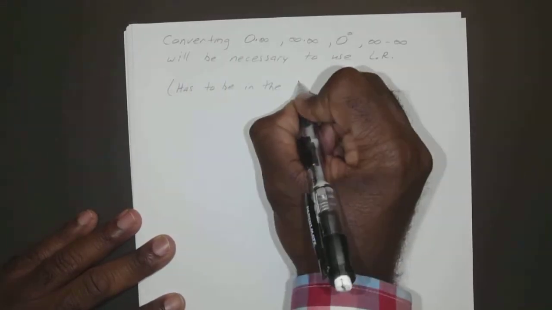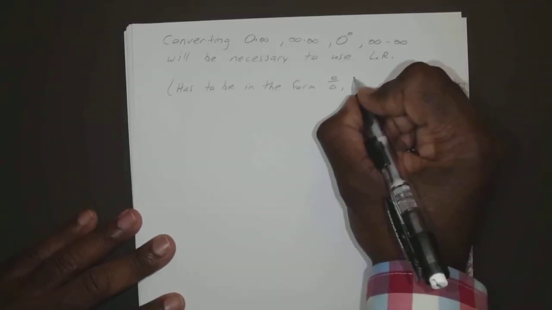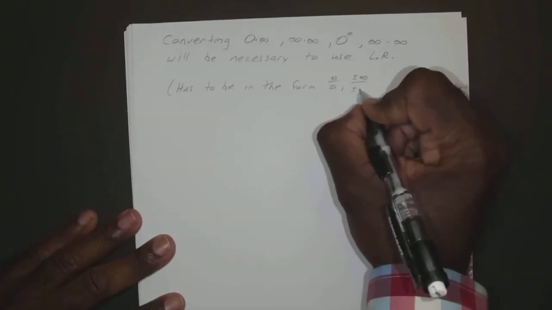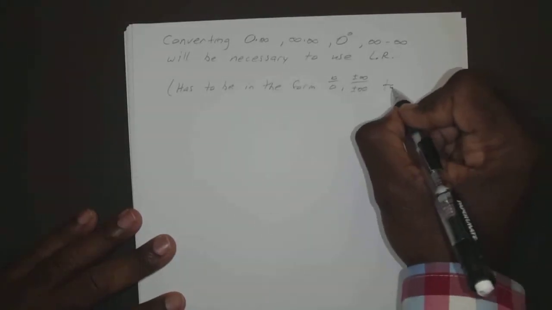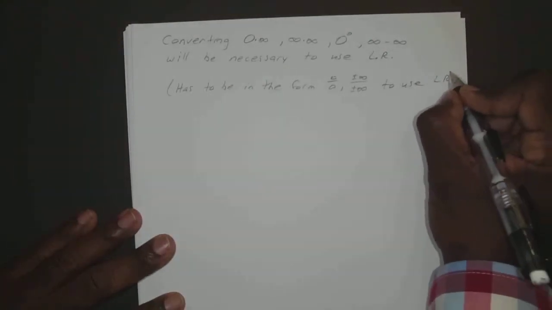So it has to be in the form 0 over 0, positive or negative infinity over positive or negative infinity, and some combination of the two, to use L'Hopital's rule.